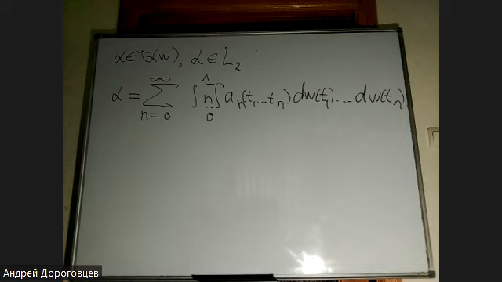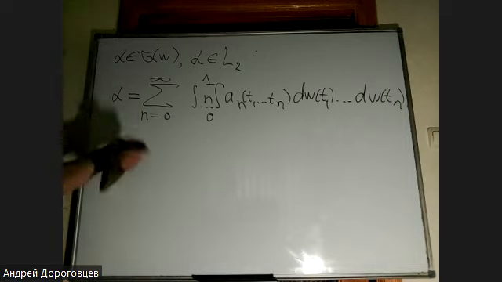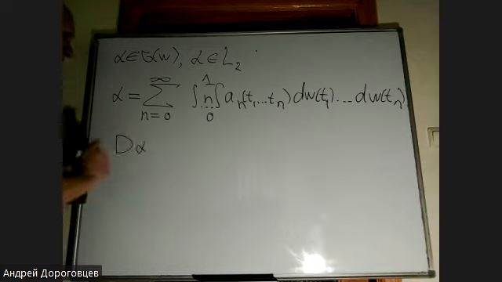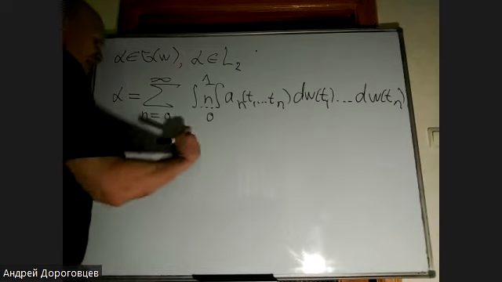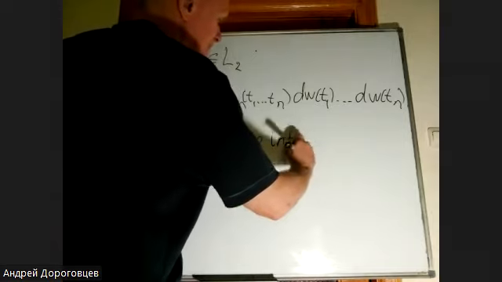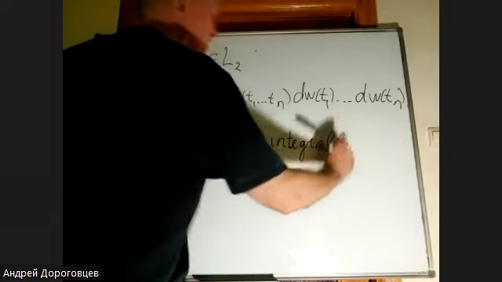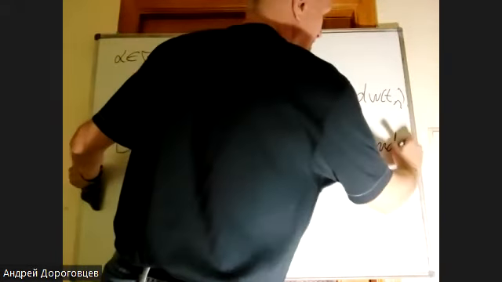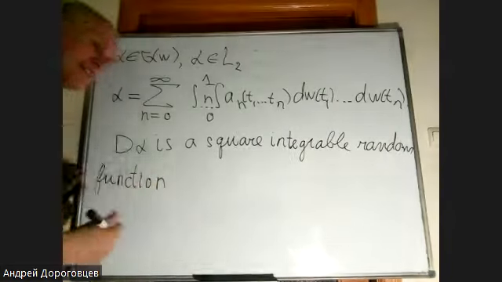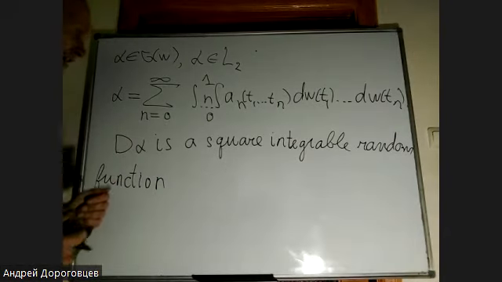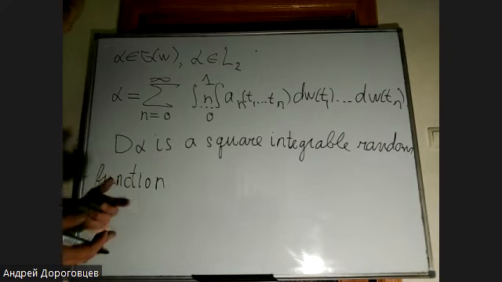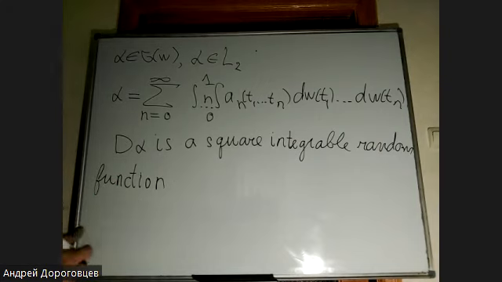And now, what is the definition of the stochastic derivative? D alpha must be a square integrable random function. Yes, a random function. Because now, what is the space H? Space H is the space of square integrable functions. D alpha must be a random element there. Moreover, it must be a random element which has a finite second moment. Square integrable random function.